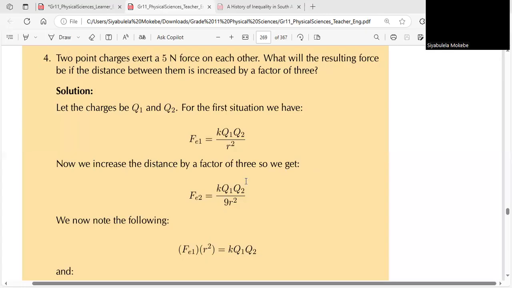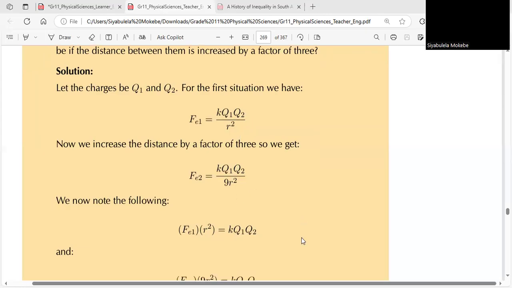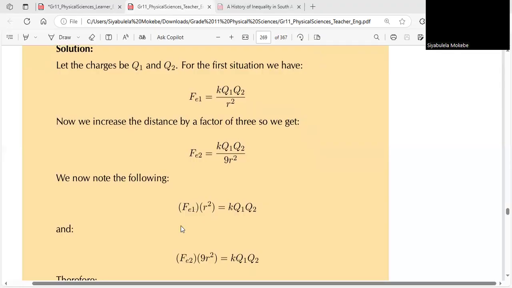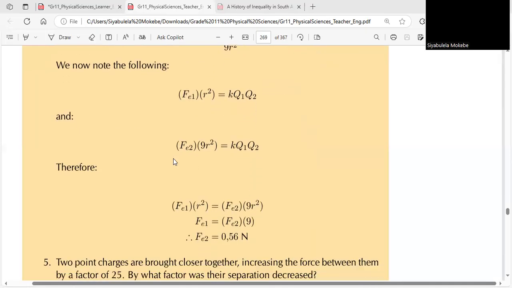So if we increase it by a factor of 3, we basically have 9r squared. And 9r squared is going to be 3r to the power of 2. Then 3 squared is 9, then r squared is r squared. We now note the following, that F, the force, times r squared is equal to K Q1 Q2. And now we have Fe2 times 9r squared equals K Q1 Q2.